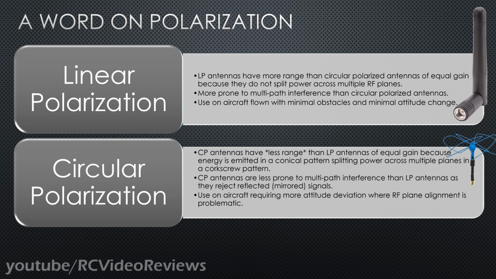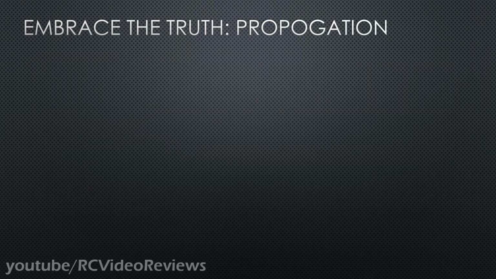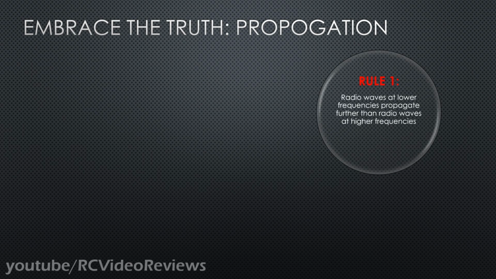These types of antennas are best used on aircraft requiring more attitude deviation where RF plane alignment is much more challenging. Keep in mind, for maximum range with a linear polarized antenna, you have to have the receiver and transmitter antenna aligned on the same plane. So these blanket statements out there that say LP antennas should be avoided are by people who don't really understand what they're talking about. And you can ignore them. All right, now let's talk about propagation.